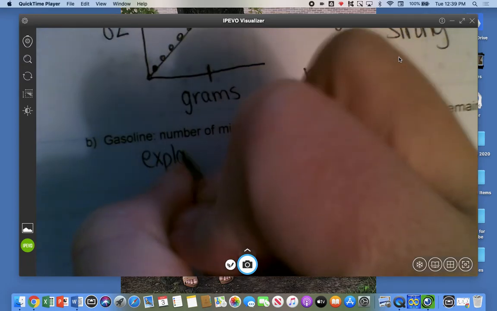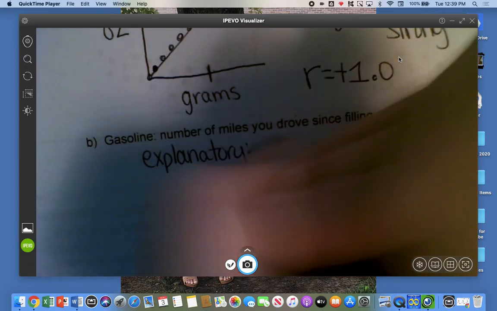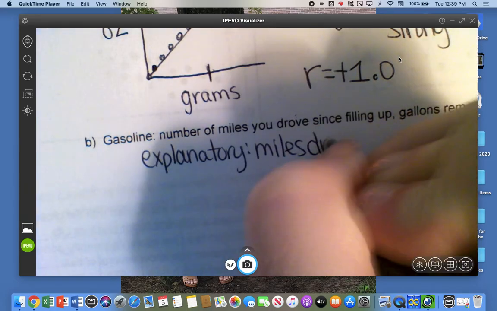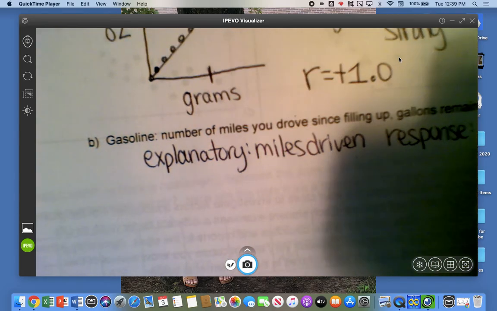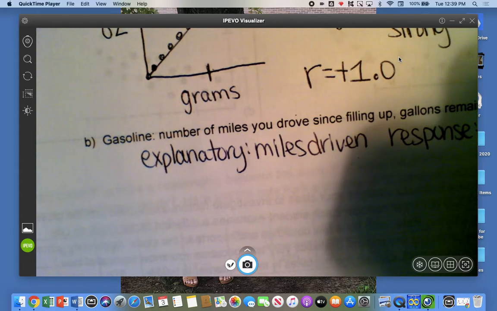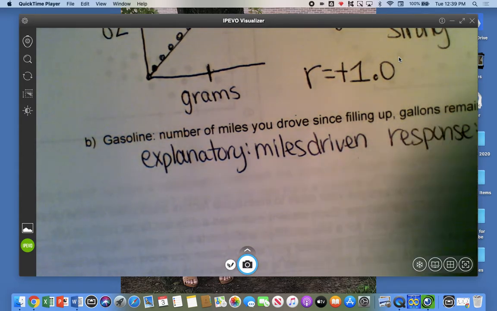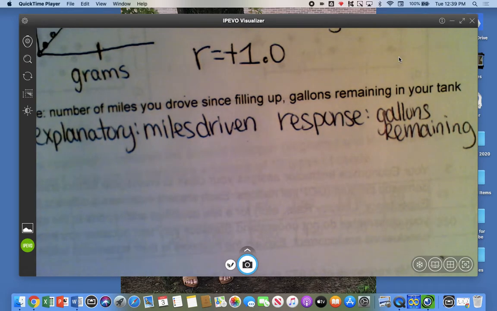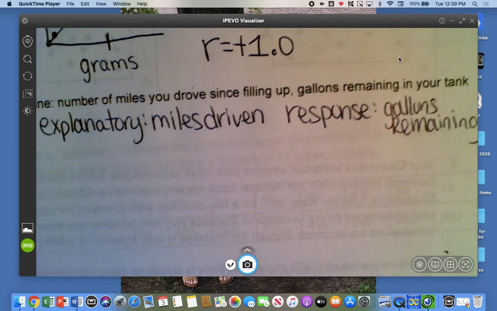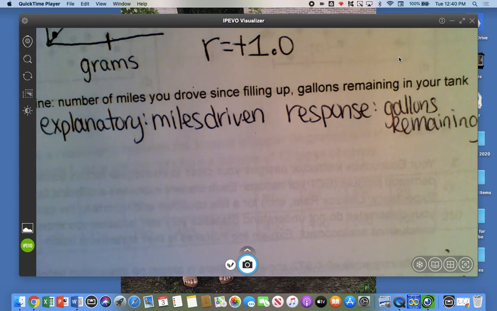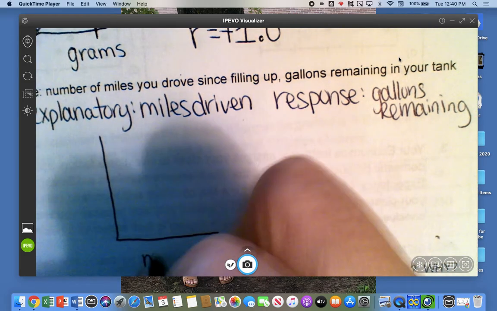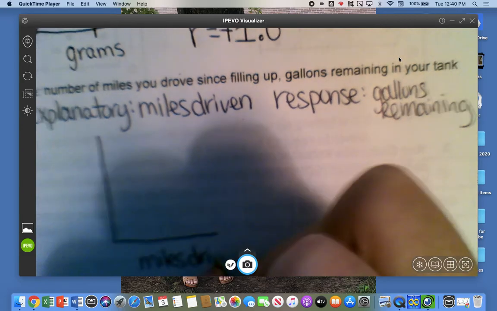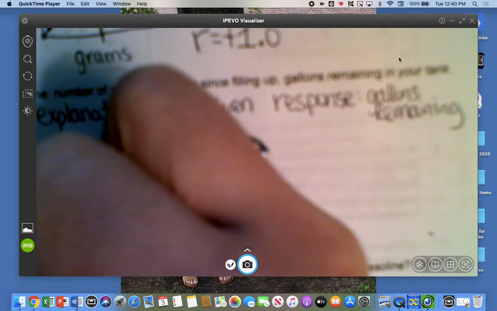The miles driven. All right, so on this one, your explanatory variable, which always goes on the x-axis, is your miles driven. And then your response, which is on your y-axis, is the gallons remaining. And we don't have to put labels as far as units, but we would just label miles driven on my x-axis, and we would have gallons remaining here.